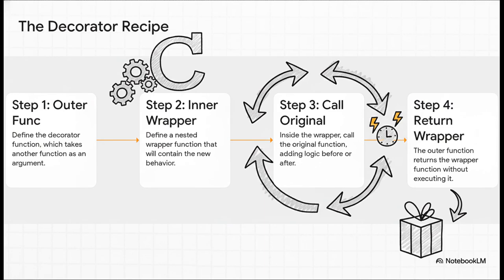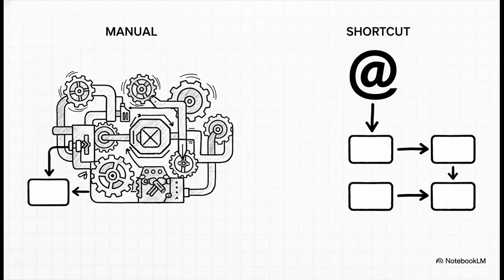It's really just a simple 4-step recipe. First, you define the outer function. That's the decorator itself. Second, inside it, you define a nested wrapper function. Third, inside that wrapper, you put your new logic, maybe a print statement before and after, and you make sure to call the original function. And fourth, the outer function returns the wrapper. That's it. And here's what that recipe looks like as actual code.